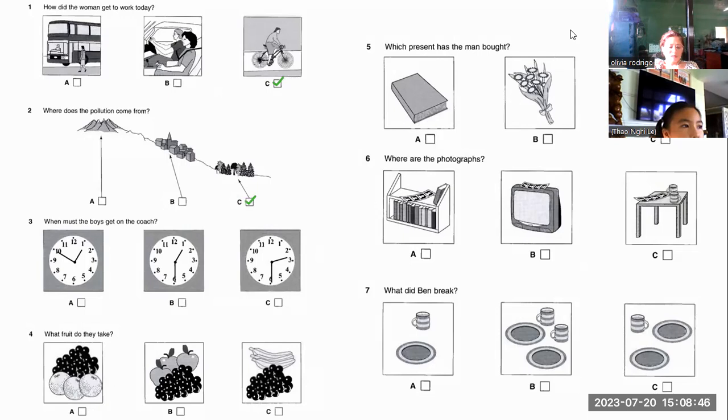Three. When must the boys get on the coach? The football match starts at 2:30, but we should get there at 1:30. The coach will pick us up at 10 to 1, as it'll take us about 40 minutes to drive there. So we'll meet in the school car park. Don't be late, boys, will you? Now listen again.